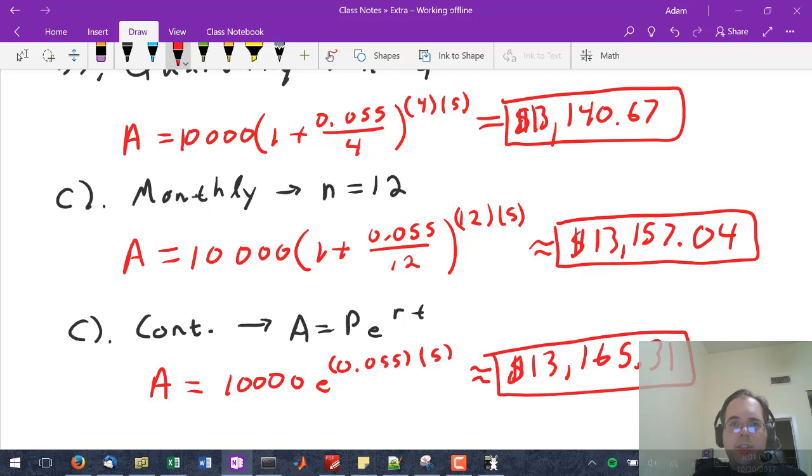Okay, and so that's compound interest and how we go about calculating it using the compound interest formulas.